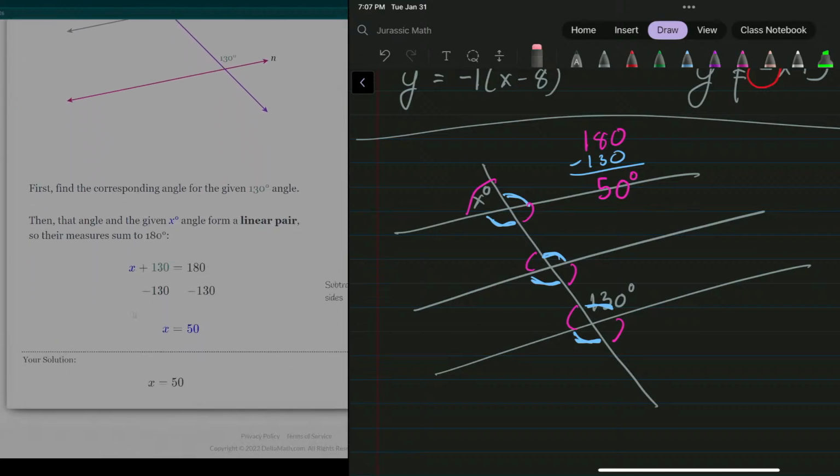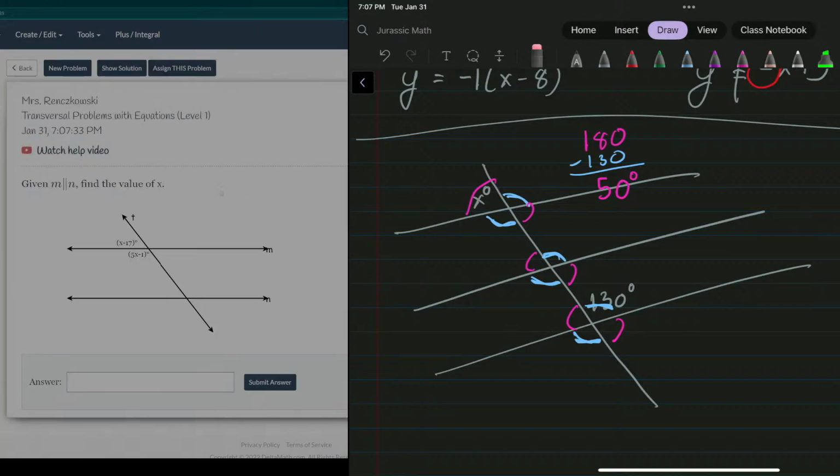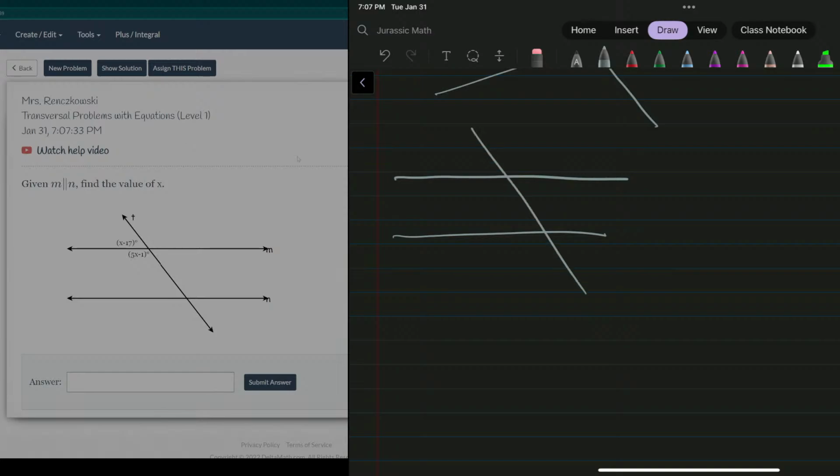That's another one in the books. Next up, equations this time, using the same concept. Draw my picture. Notice, it does not take me that long to draw the pictures. X minus 17 and 5x minus 1.